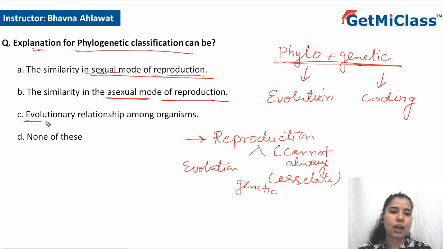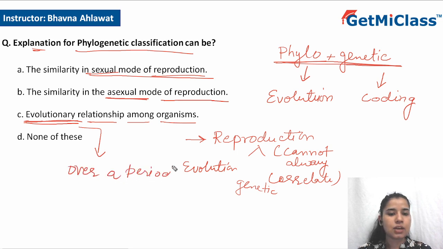C says evolutionary relationship among organisms. Yes, evolutionary relationship, how organisms evolved over a period of time. Over a period of time there are changes in a variety of characteristics. It can be morphological, anatomical or physiological. All types of changes came into organisms, and based on these changes we study the relationship between organisms. So that was evolutionary changes.